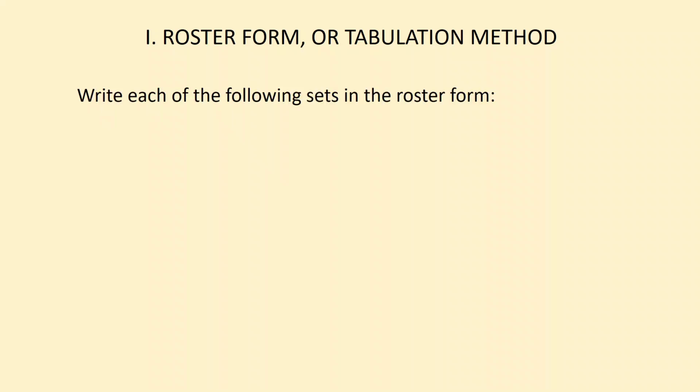So now let's take a look at the various methods of writing down the sets. These are the various methods of set representations. The first method that comes is the roster form or tabulation method. In this method, we just list down all the elements of the set inside curly brackets. So let's take an example: a set of all the factors of 24. So we write down all the factors of 24 inside curly braces.